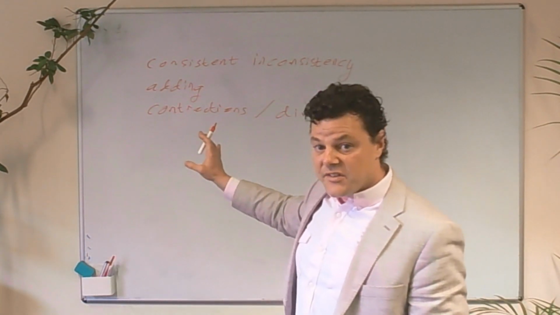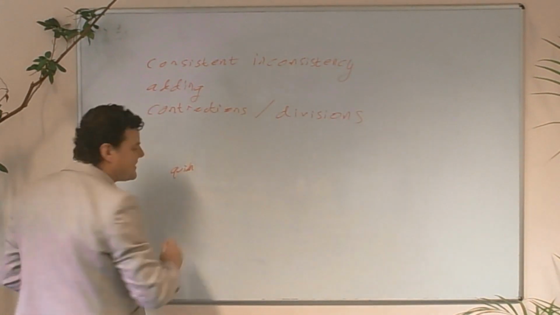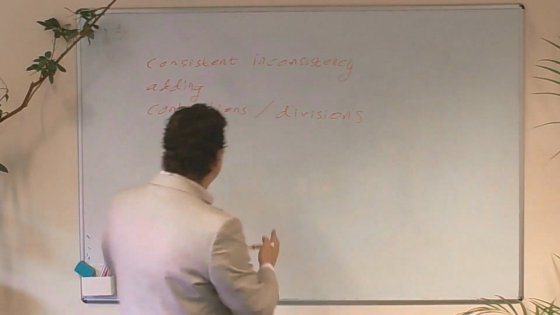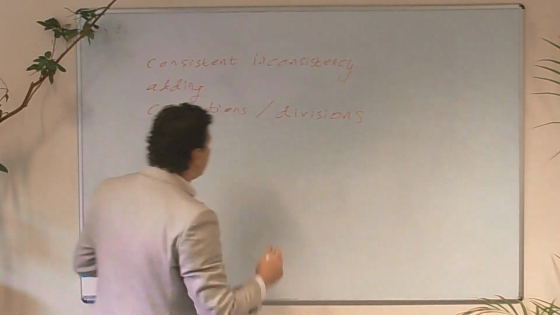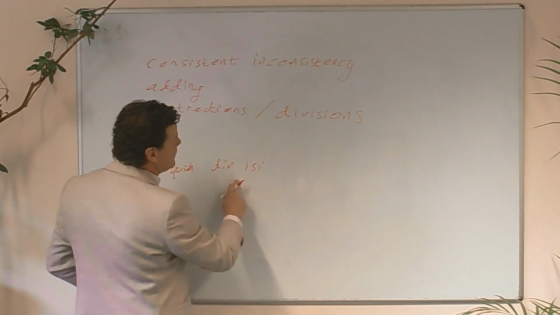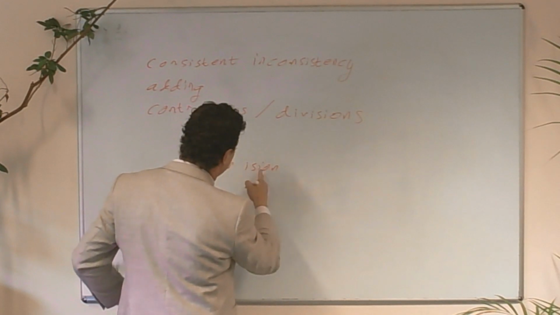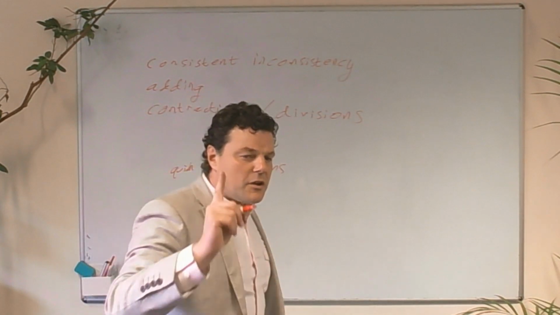contractions and divisions. Now, let's just explain very quickly. There I'm trying to write, I'm dyslexic and I get these things wrong. Effectively, a contraction is when letters and words are squashed together. And divisions is where there is a space in the word.